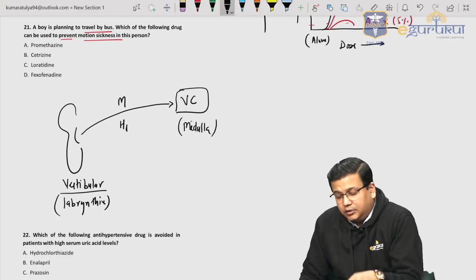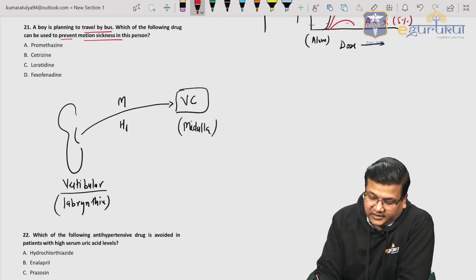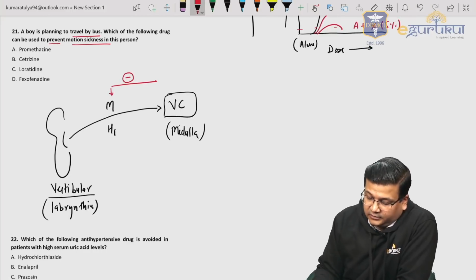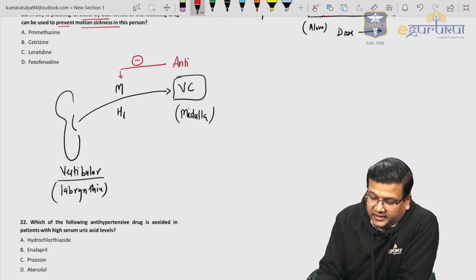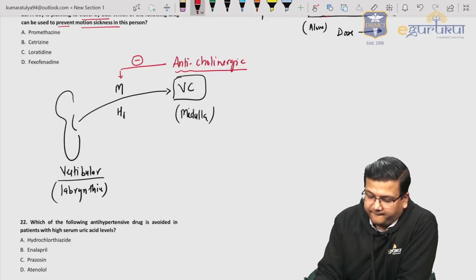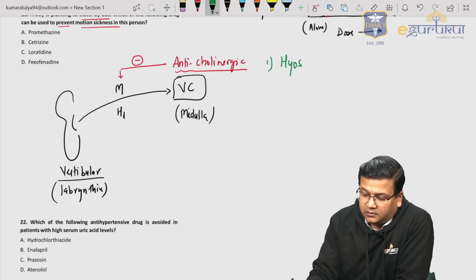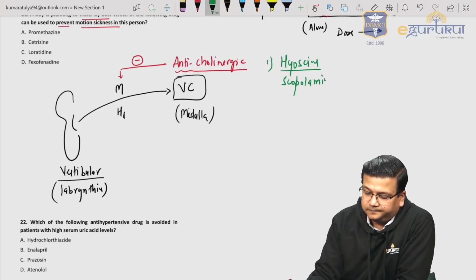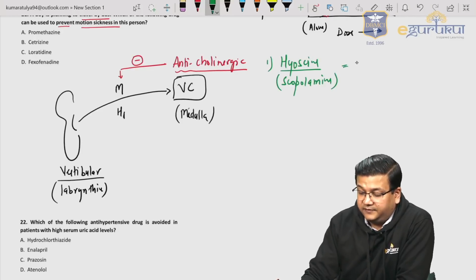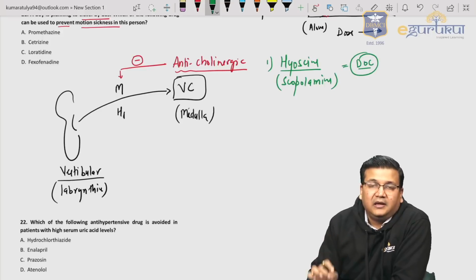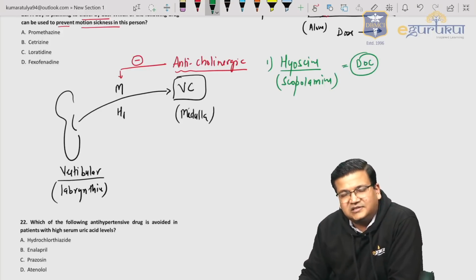So this is very simple. If you want to block this impulse, only two kinds of drugs are available. Number one is a drug that is going to block this muscarinic receptor, or anticholinergics. Now which anticholinergic name comes to our mind? Number one, hyoscine, also known as scopolamine. Hyoscine or scopolamine is believed to be the best drug for this disease. It can be given orally, or as a transdermal patch applied behind the pinna. This is considered the best drug.